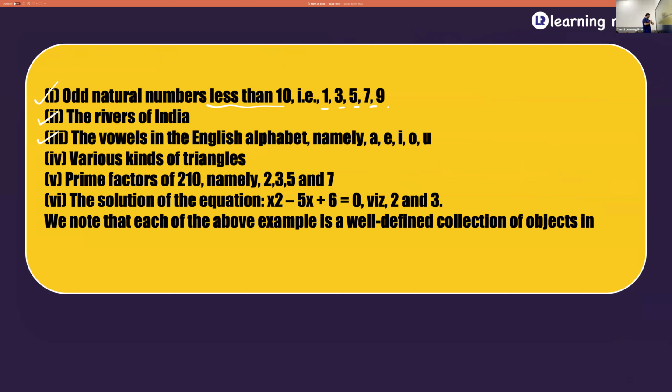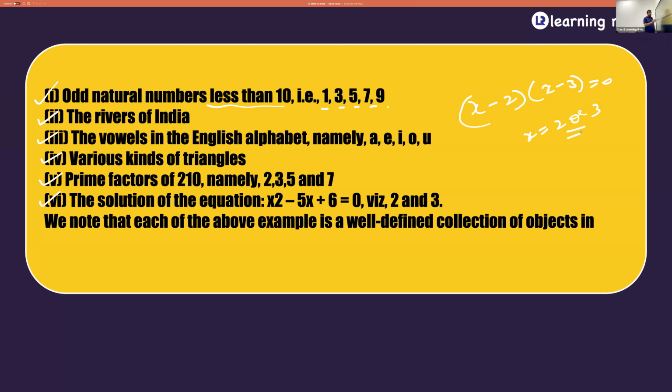Then the various kinds of triangles like scalene, isosceles, right-angled isosceles, everything is a collection of set. Similarly, prime factors of 210. So you know how to find this, right? You do the prime factorization and then write the prime numbers. Then the solution of the equation x square minus 5x plus 6 is equal to 0. How do you do this? Basically, factorization, right? x minus 2 multiplied with x minus 3 will be 0. x is equal to 2 or 3. You will not write it as, yeah, these two are the possible numbers.